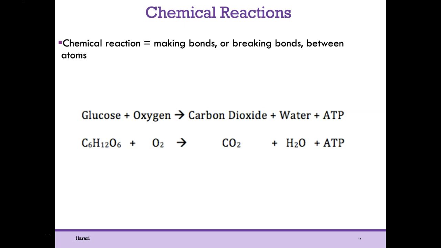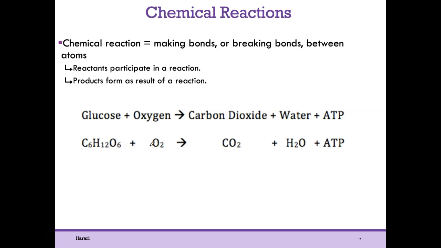So now let's talk about chemical reactions. In every single cell, thousands of different chemical reactions have to occur just perfectly. And a chemical reaction is simply the making of bonds or the breaking of bonds. So if you have molecules breaking bonds or forming bonds, you're doing a chemical reaction.